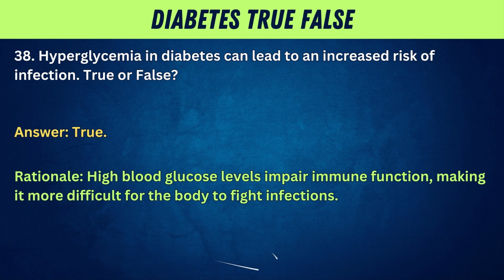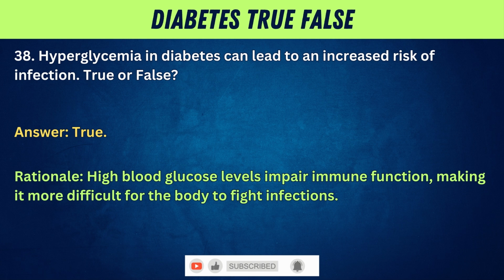38. Hyperglycemia and diabetes can lead to an increased risk of infection. True or false? Answer: true. Rationale: high blood glucose levels impair immune function, making it more difficult for the body to fight infections.